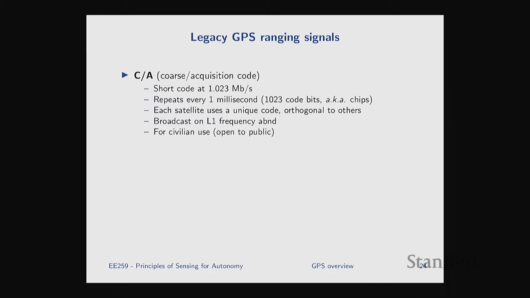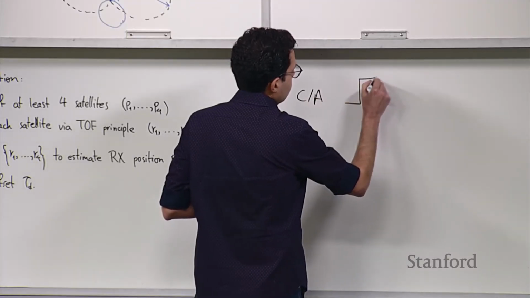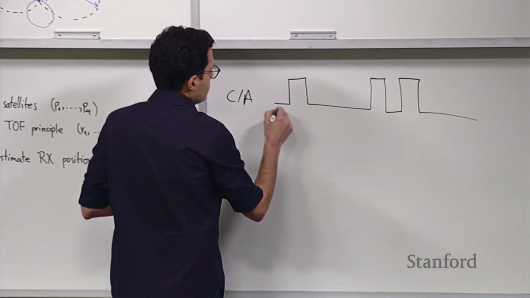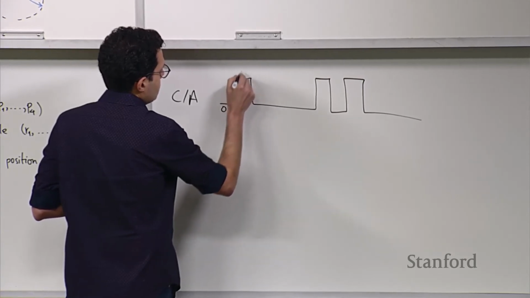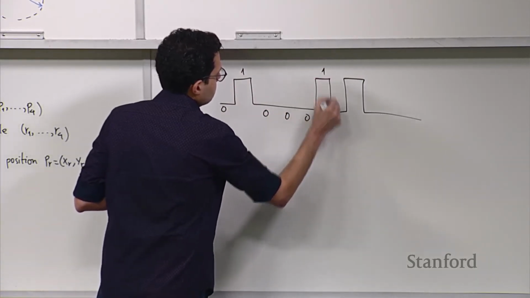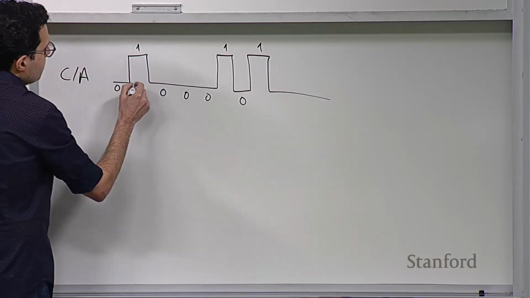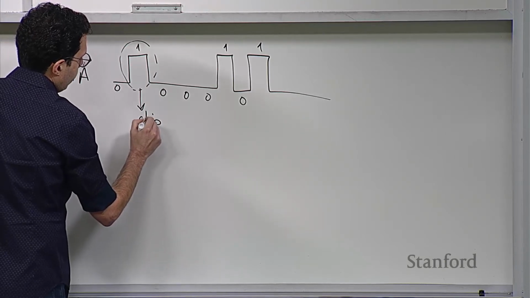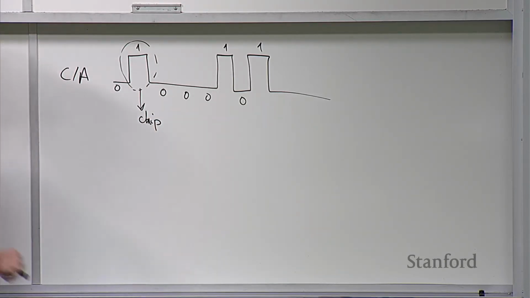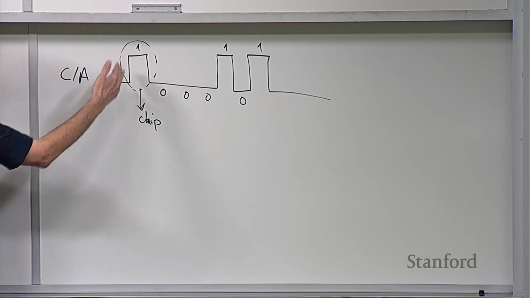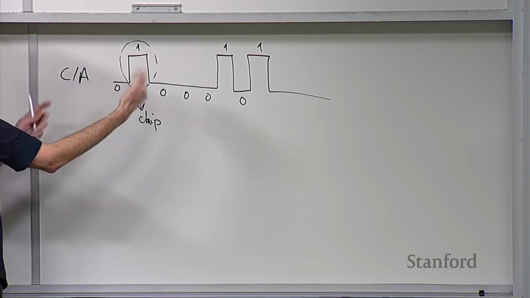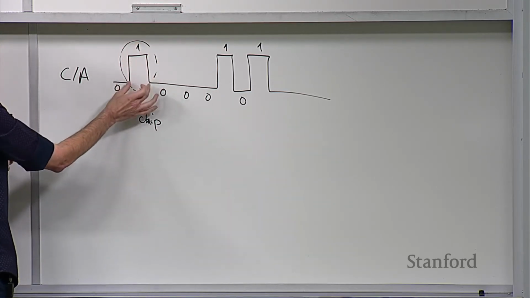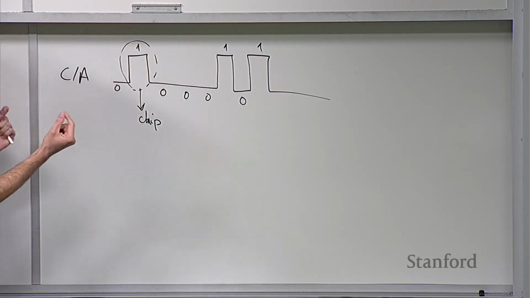Say this is your coarse acquisition code. I'm just going to draw the waveform for it. Pre-modulation it's just zeros and ones, so you have like 0, 1, 0, 0, 0, 1, 0, 1, and so on. Each of these pulses is called a chip. Depending on your sampling rate, you might have one sample per chip if you digitize it, or if you sample faster, you might have multiple samples per chip. But the chip is just one of these pulses, one of the bits in the underlying mathematical code.